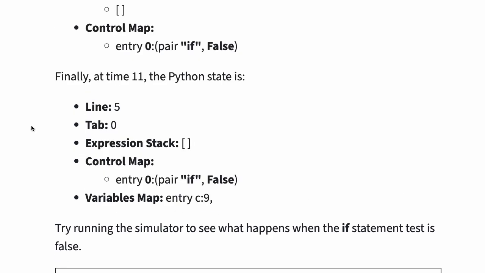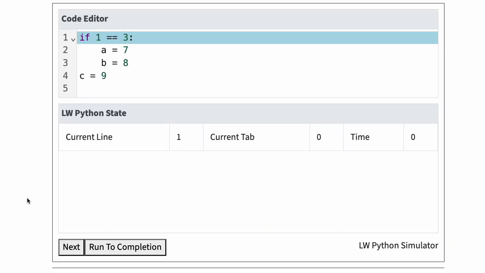Finally, at time 11, the line is 5, tab is still 0. The expression stack is empty. The control map still contains the entry 0 and pair if false, and the variables map now contains an entry c, 9. Let's try running the example in the simulator to see what happens when the if statement test is false. Since 1 is not equal to 3, we expect this test to be false.